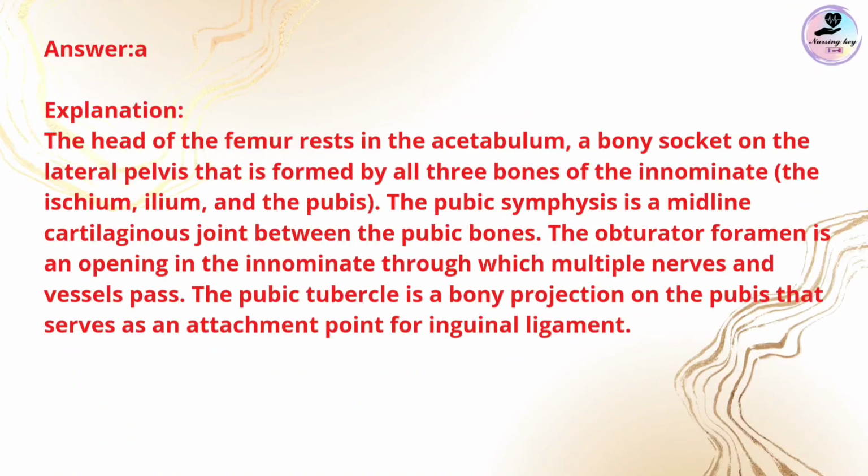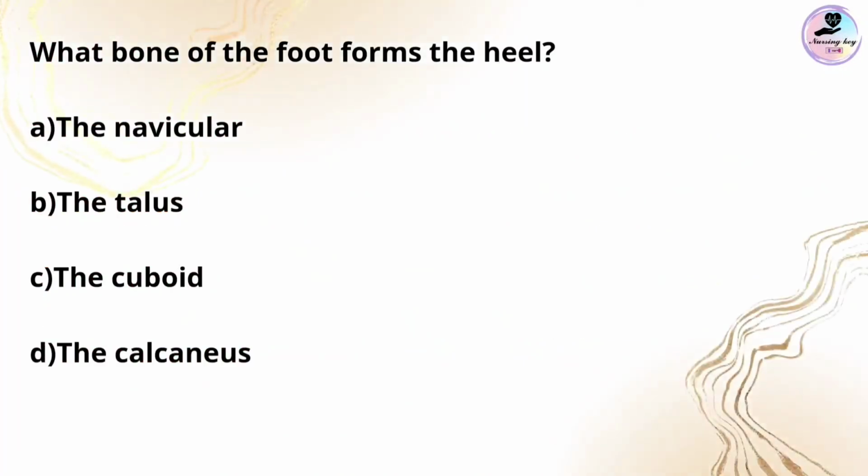The pubic symphysis is a midline cartilaginous joint. The obturator foramen is an opening in the innominate bone through which multiple nerves and vessels pass. The pubic tubercle is a bony projection on the pubis that serves as an attachment point for the inguinal ligament.